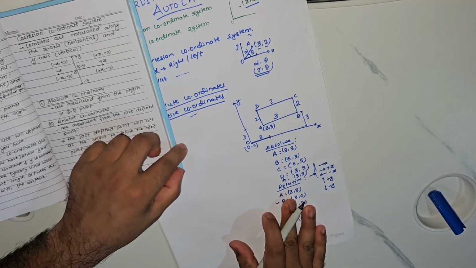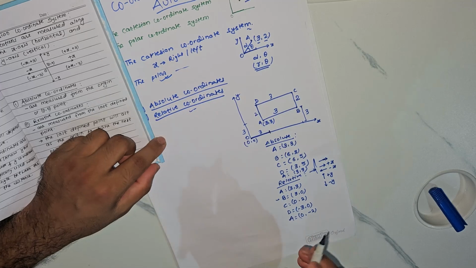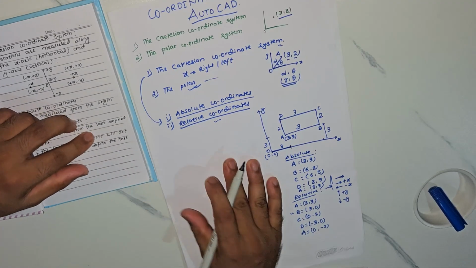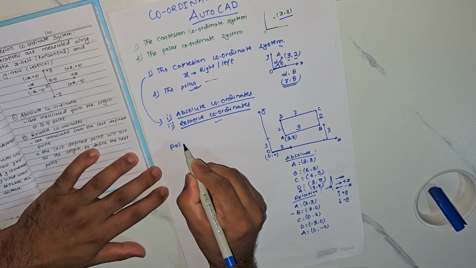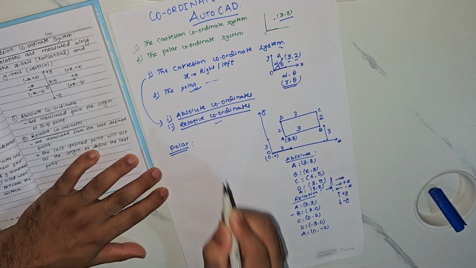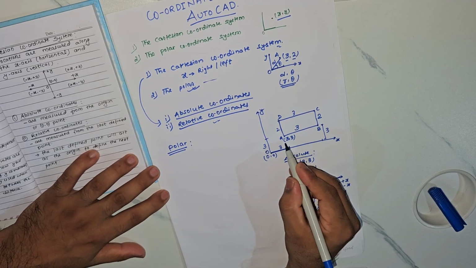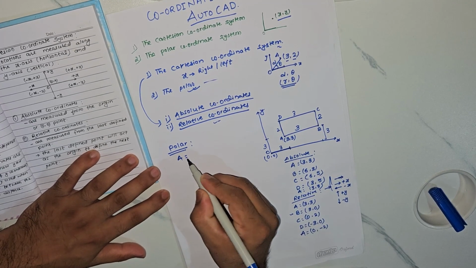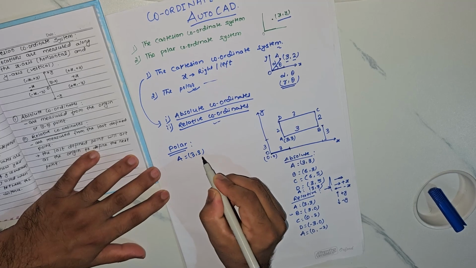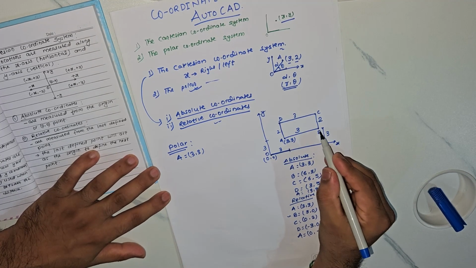Again, what will be the coordinates in the polar coordinate system? Okay, let us see the polar coordinate system. For the polar coordinate system, we will keep A as it is, that is 3 comma 3. This will not be changed. And now see this B.